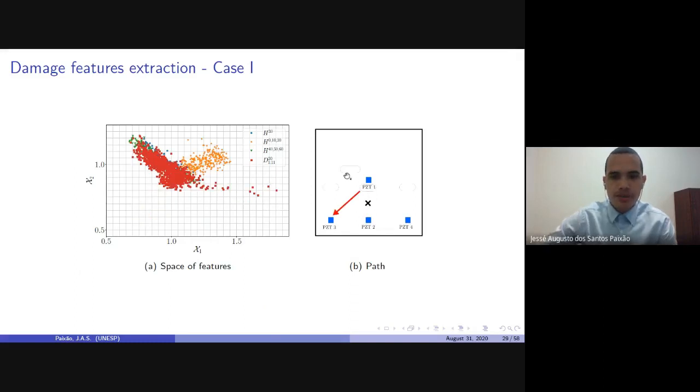If you compare, for example, the space of features from the data acquired from the Lamb wave propagation between PZT 1 and 3, we can note that it's very hard to distinguish between the damage condition and the health condition, because in this case, the Lamb wave propagation is not interacting with the damage. Then, as we can see, it depends on the damage localization.